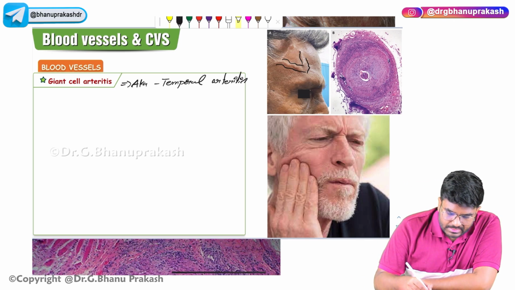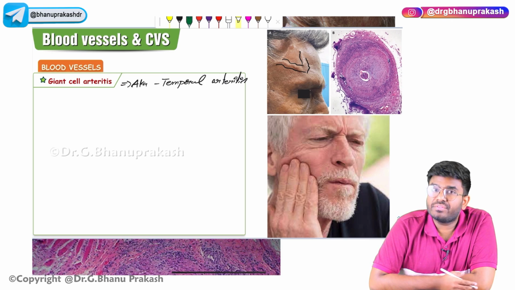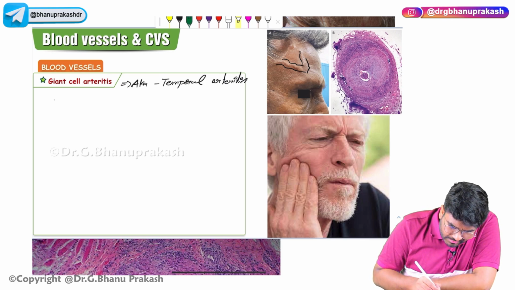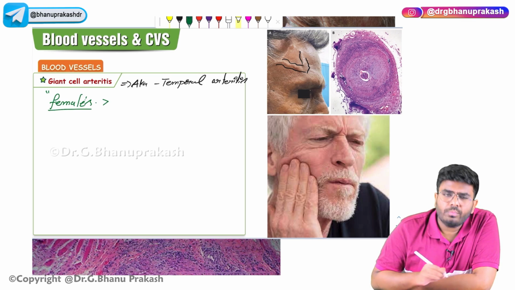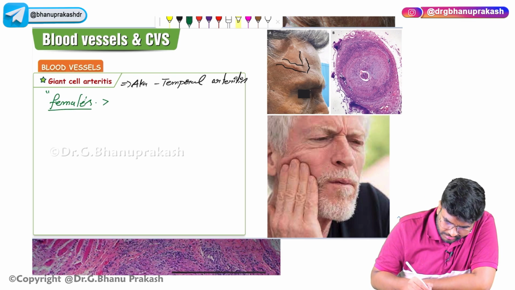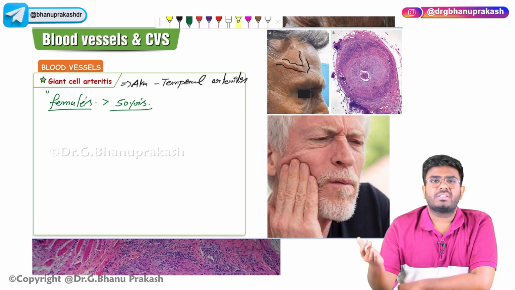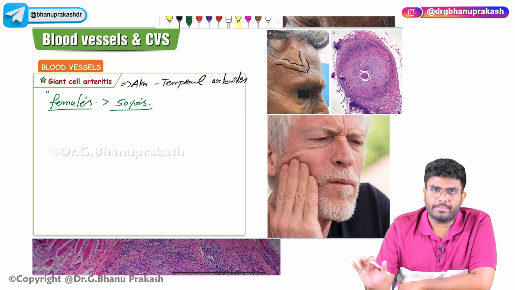Now this giant cell arteritis is mainly seen in which sex? It is mainly seen in the female sex. In which age group? In 20-25 years? 30-35 years? No, they are mainly seen after 50 years. 60, 65, 70 years. Mainly seen in the elderly, not in young or middle age groups.